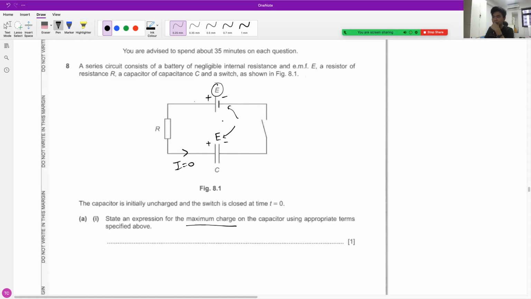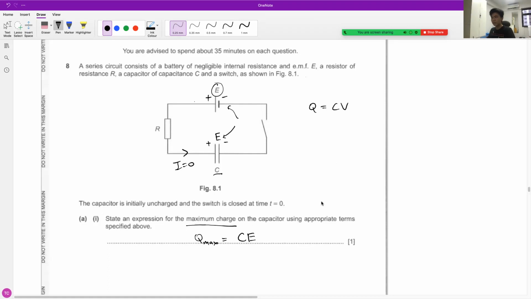So when your capacitor has the E, how much charge is across it? We can use the formula Q equals CV, where V is the potential difference across the capacitor. So the answer over here is just going to be Q max equals the maximum charge you can possibly have, which is the capacitance C times the PD when it's maximally charged, which is E. So that is your answer for part (a)(i). Okay, so yeah.